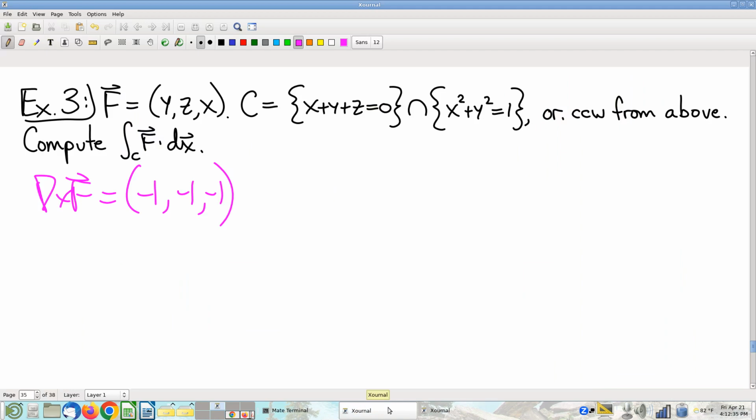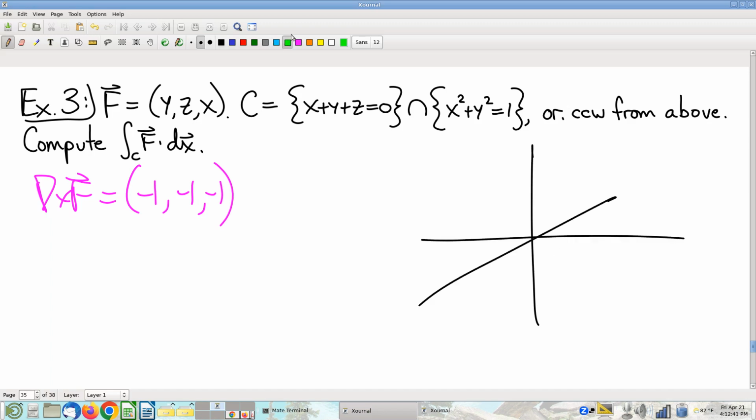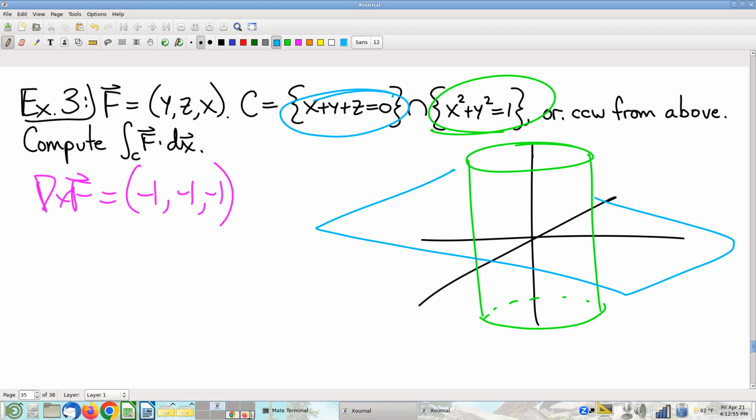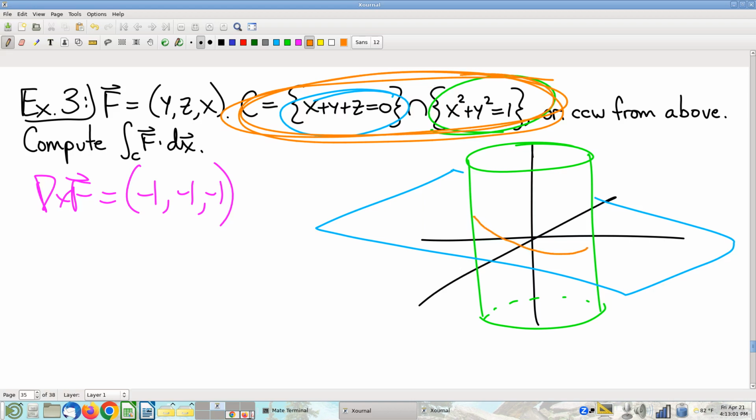What can I say about my surface? Let's look at our curve. Well, I have a cylinder. And I have a plane. And the curve we're interested in is that intersection of the two. So it's something kind of like that. Everybody good?